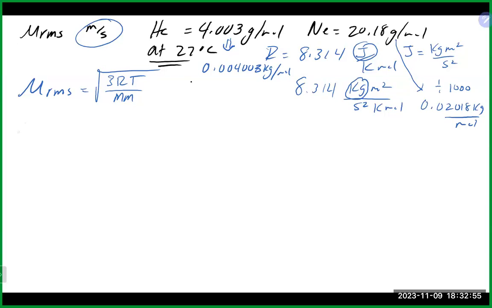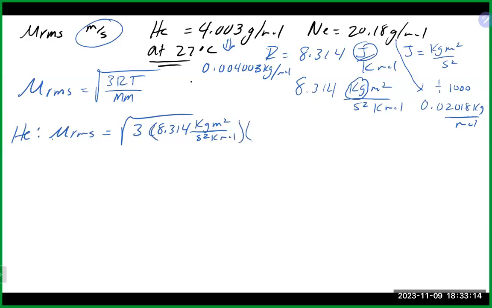Now that we have all that, we could do our calculation for helium. Our root mean square velocity would be the square root of 3 times 8.314. Again, using our units there, kilograms, meters squared, seconds squared, Kelvin, and mole, times our temperature, which also needs to be converted to Kelvin. So we're going to add 273 to that, which is going to give us 300 Kelvin.